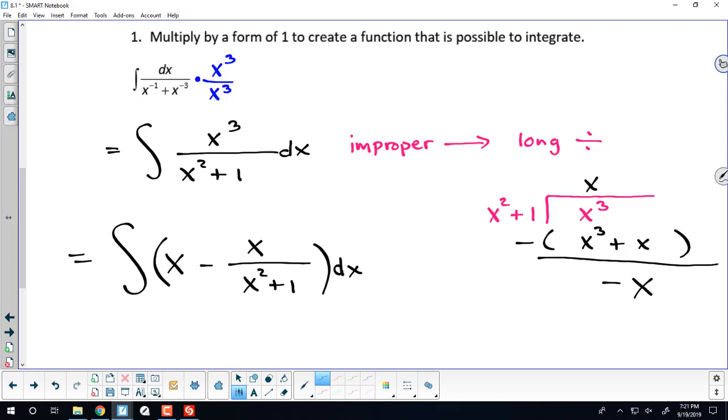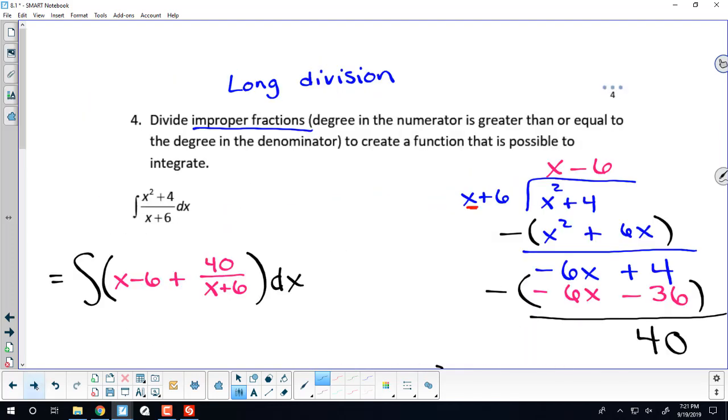Remember, in long division, you stop when the degree of your divisor is higher than what's left over after your subtractions. Just like in that last example, we stopped when we got a 40, but we were dividing through by x to the first power. So this is 40x to the 0. Here we're stopping because we're dividing through by x squared.